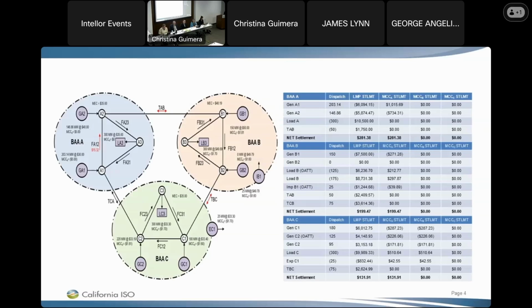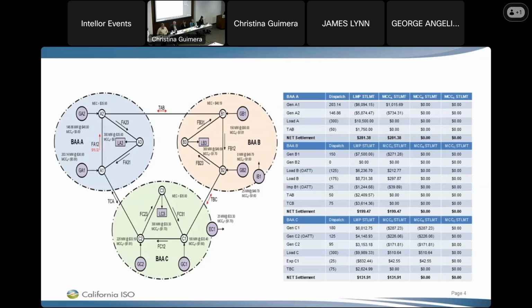Load, there was no congestion. There wasn't any effectiveness on this particular load, so the marginal cost of congestion price was zero. So it settled 300 megawatts at the marginal energy price. So it had to pay $10,500. Now I do have 50 megawatts going from BAA to BAB. That's at its limit. So I'm exporting out 50 megawatts to BAB, and so I do have a charge from a marginal energy perspective of $1,750.